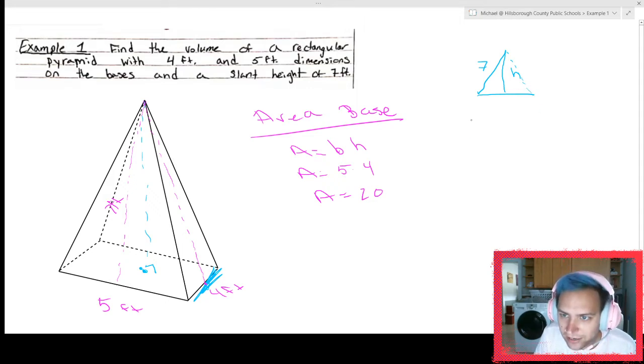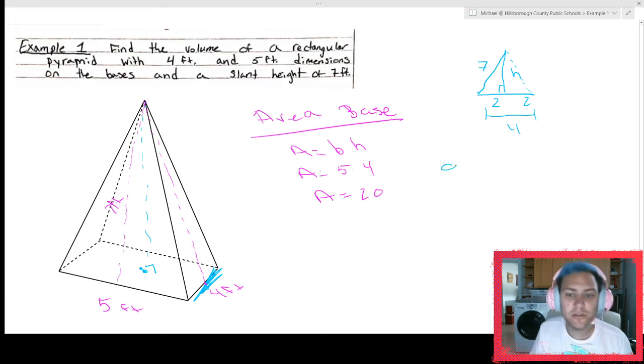And I know this entire length across the bottom is 4 feet. Well, that tells me then that this has to be 2 and this has to be 2. So I have this right triangle with sides 7 and 2. So I'm going to use a squared plus b squared equals c squared. I'm going to use my Pythagorean theorem.